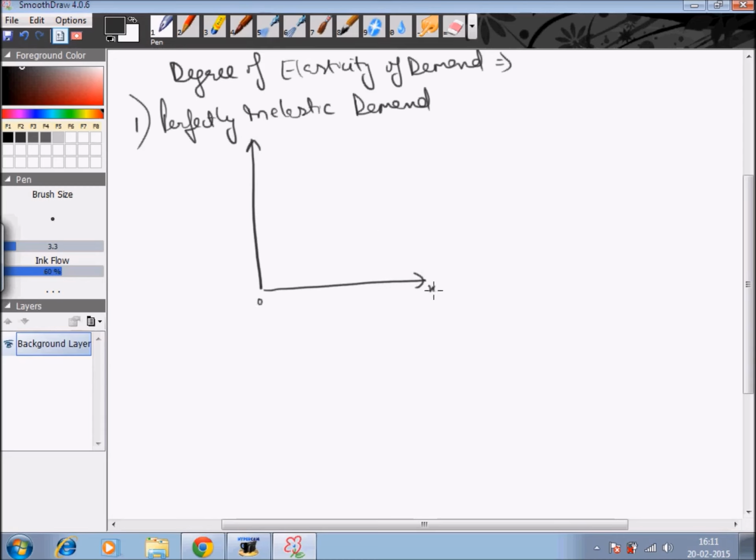On the x-axis, we take the quantity demanded, and on the y-axis, the price of the commodity. So we see that the price is changing and the quantity demanded remains the same. It's a curve which is parallel to the y-axis. When the price was P0, the quantity demanded was QD. Again, when the price increased to P1, again the quantity demanded was QD.